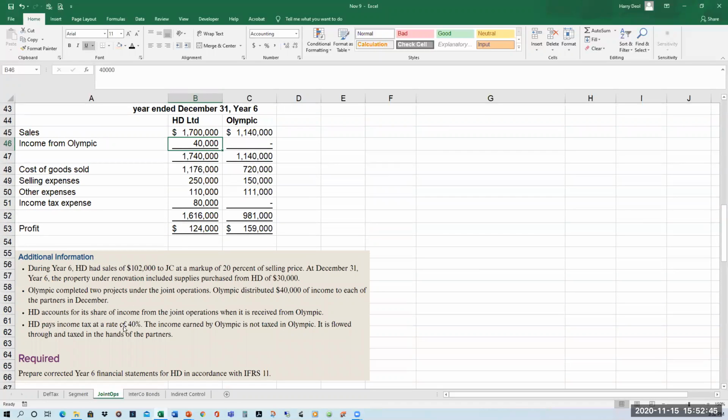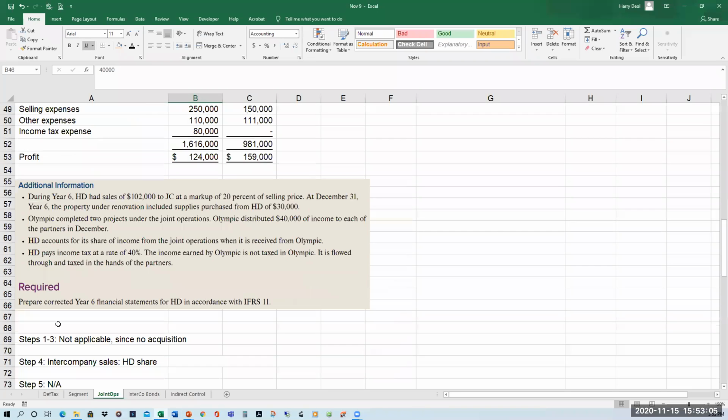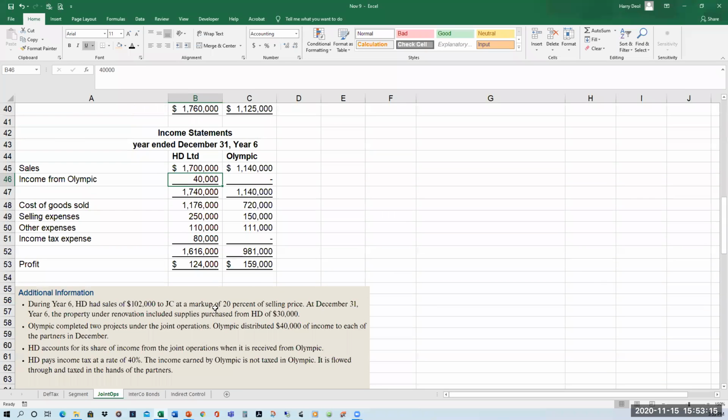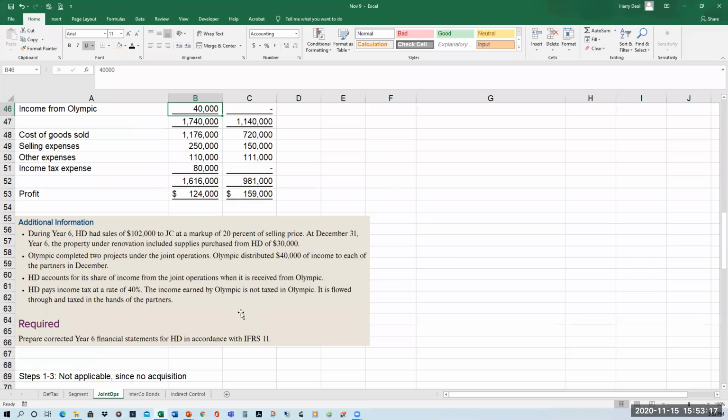HD pays income tax at a rate of 40%. The income earned by Olympic is not taxed in Olympic. It is flowed through and taxed in the hands of the partners. So whatever is the income ultimately pertaining to Olympic, HD will be responsible for paying 40% tax on it. We are required to prepare year 6 financial statements for HD in accordance with IFRS 11. Now, in accordance with IFRS 11, this being a joint operation, we have to use proportionate consolidation.